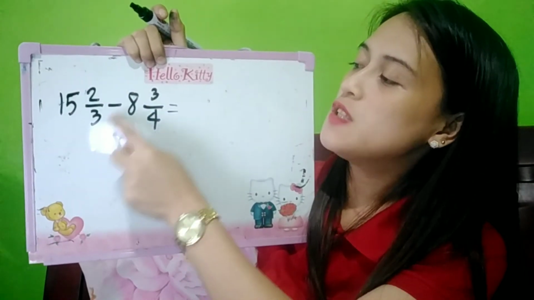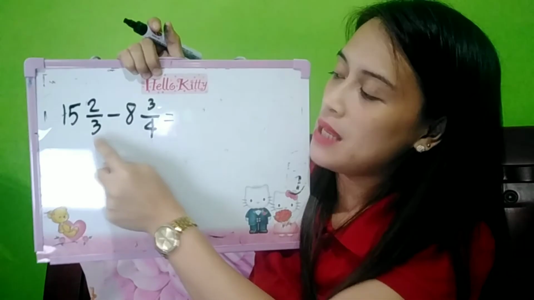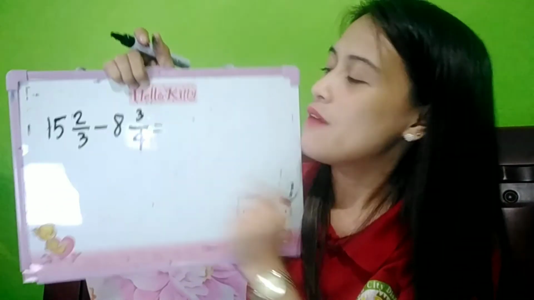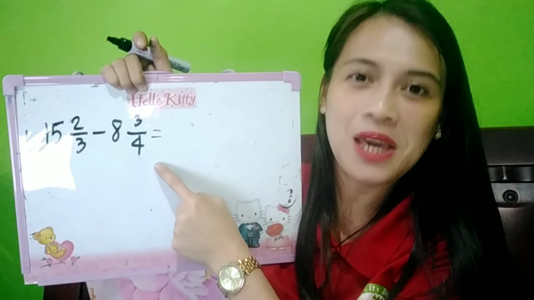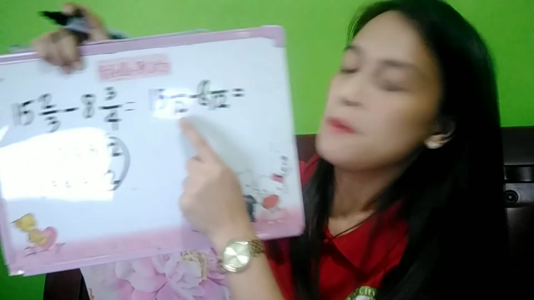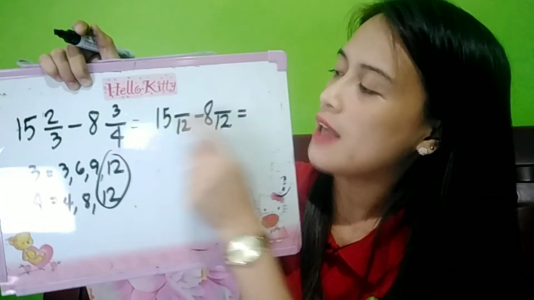15 and 2/3 minus 8 and 3/4. So, different denominators. So, dili ta pwede mag-minus diretso. So, first, find the LCD. Let's do the skip counting. So, the LCD is 12. So, copy the common denominator, 12. LCD, copy 15, copy 8.